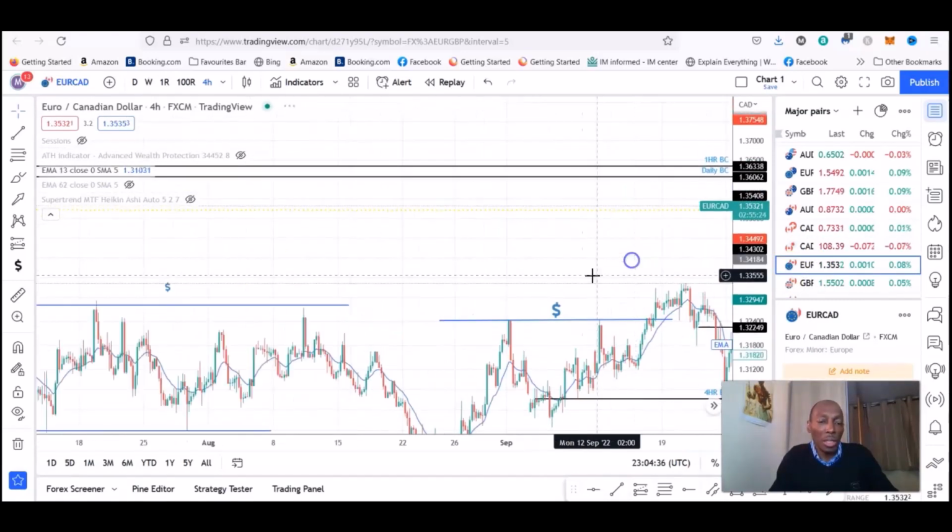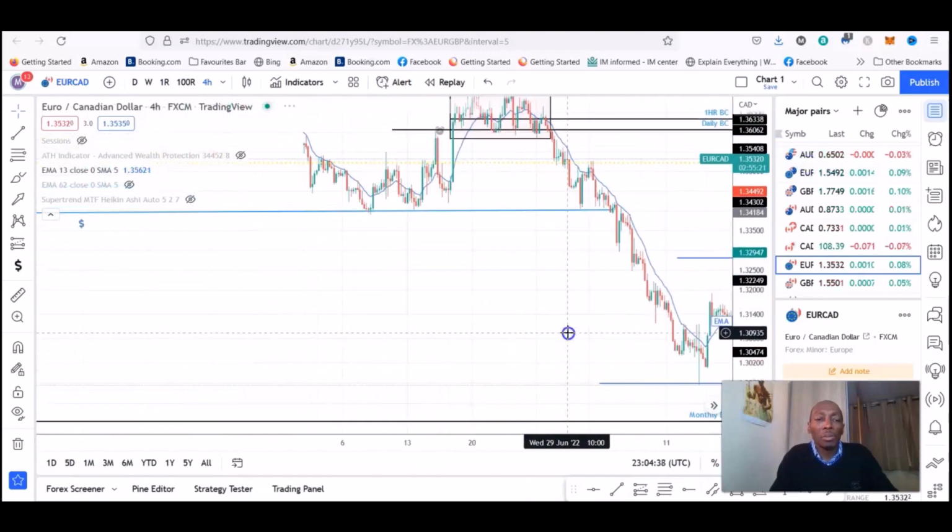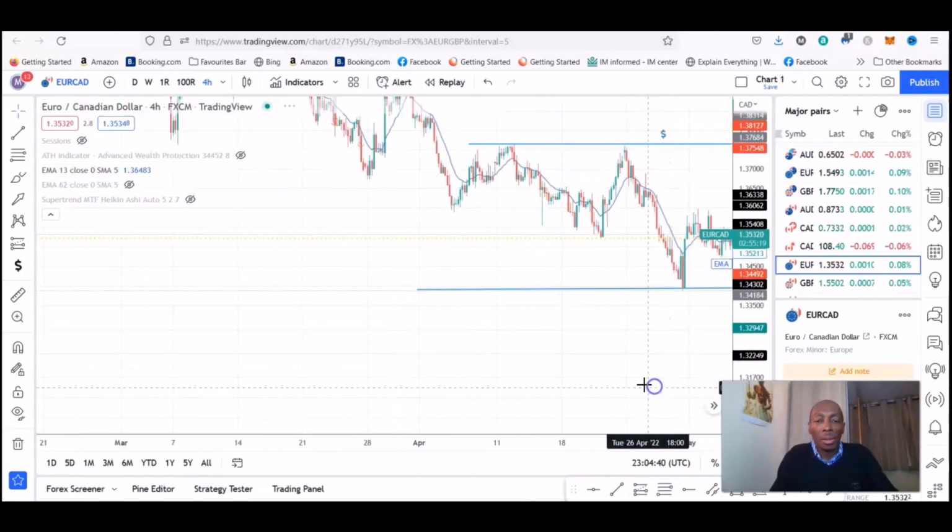There's a chart we traded here, the euro. Look at how beautiful this looks. Look at this.